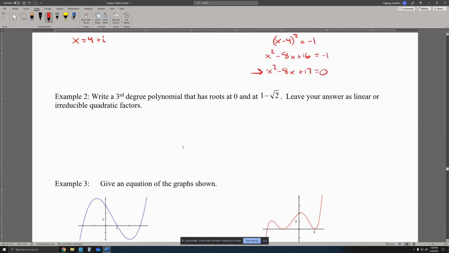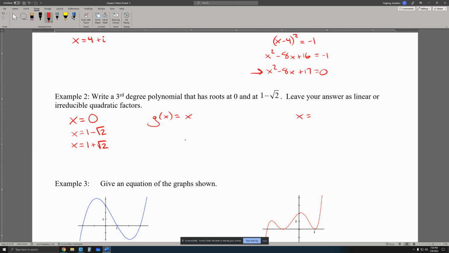All right, example 2: write a third degree polynomial that has roots at 0 and 1 minus the square root of 2. All right, so here we have x equals 0 is a root, and then we have x equals 1 minus the square root of 2. So that tells me that the irrational conjugate is also a root, so x equals 1 plus the square root of 2. And so then we can already write g of x is equal to, here we have x, so that's one factor, that's for the root at 0. And then for the other root, I'm just going to write this off to the side here.